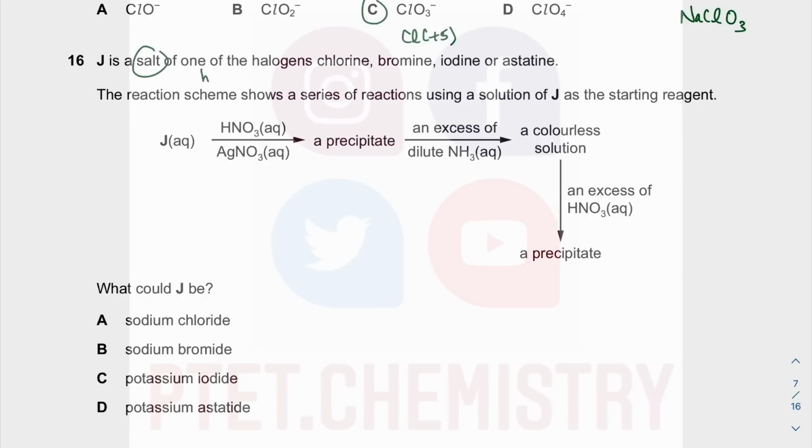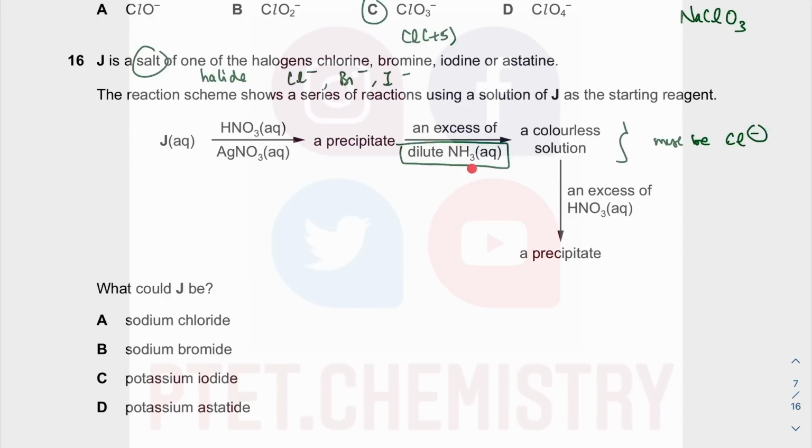Next bit, you have a salt. So we're looking at halide: chloride, bromide, iodide. It contains the halogens, but because it's existing as a salt, the halogen exists as the halide ion. So when you have J, when you have acidified silver nitrate, you get a precipitate. Alright, so it could be either of them. And you have excess dilute ammonia. Dilute ammonia can only dissolve silver chloride. You get a colorless solution. So that means it must be Cl- because only silver chloride dissolves in dilute ammonia.